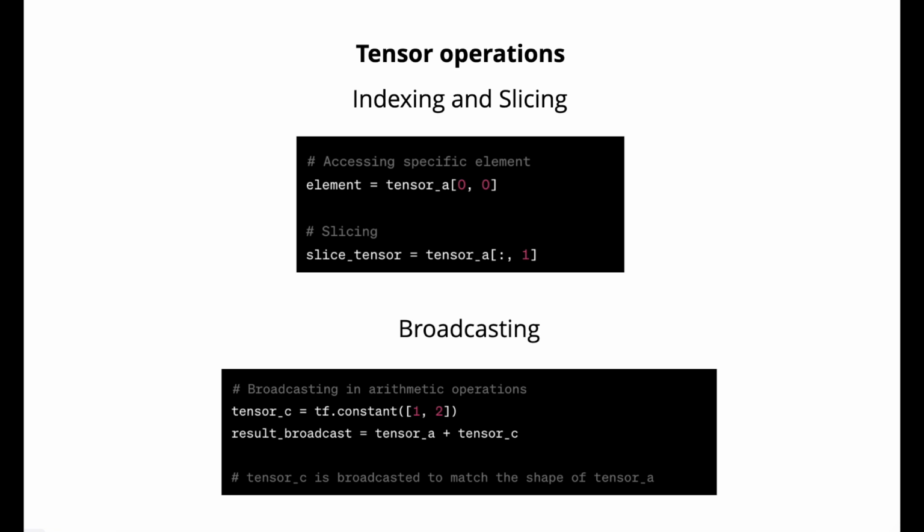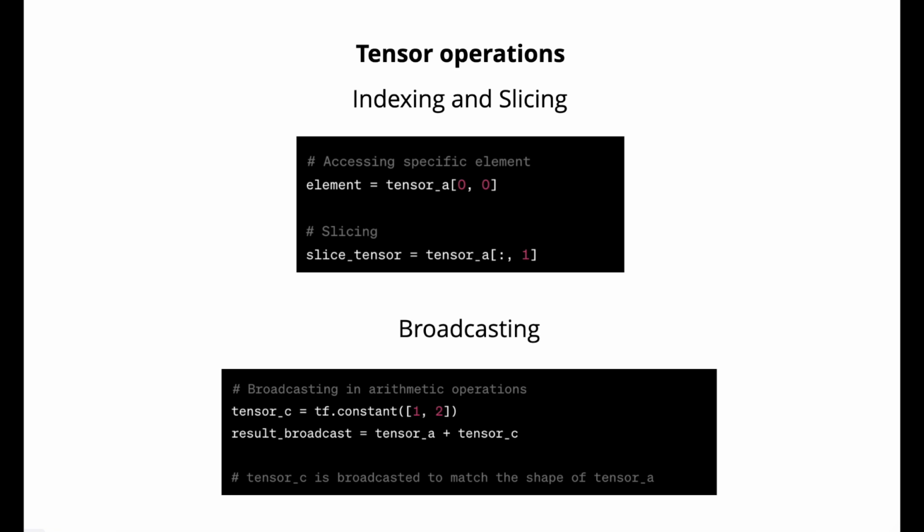Next, broadcasting. Broadcasting allows tensors of different shapes to be combined in element-wise operations, with TensorFlow automatically broadcasting the smaller tensor to match the shape of the larger tensor.